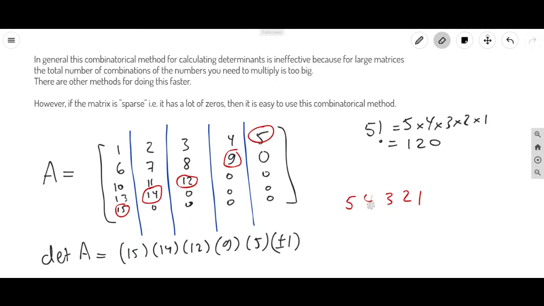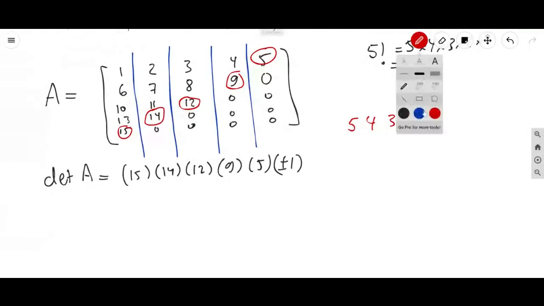In the second vector, we've chosen the 4th number. In the third vector, we've chosen the 3rd number. In the 4th vector, we've chosen the 2nd number, and then we've chosen the 1st number. And now you just have to rewrite this in the correct order.